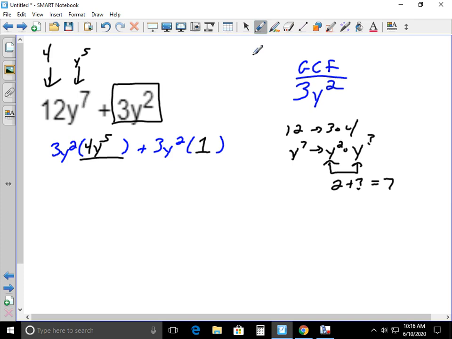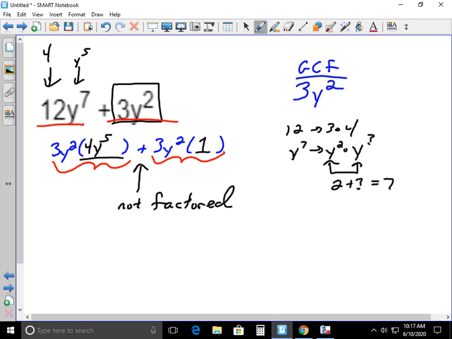If you wanted to, you could check and verify that that product makes 12y to the 7th, and that product makes 3y squared. So each term is expressed in terms of the common factor times something. Now we haven't finished factoring it because we want to have just a product on the outside. If we have a product on the left, a product on the right, but a plus in the middle, then we're not actually factored yet. We have broken down each term, but we're not factored.